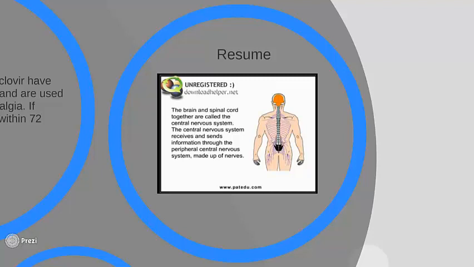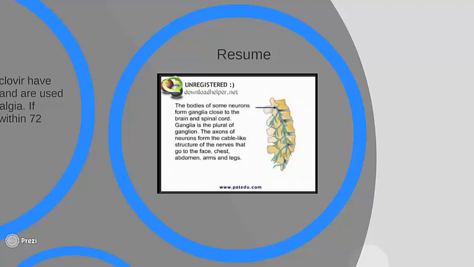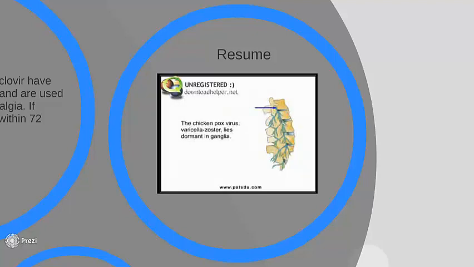The brain and spinal cord together are called the central nervous system. The central nervous system receives and sends information through the peripheral nervous system, made up of nerves. The bodies of some neurons form ganglia close to the brain and spinal cord. Ganglia is the plural of ganglion. The axons of neurons form the cable-like structure of the nerves that go to the face, chest, abdomen, arms, and legs. The chickenpox virus, varicella zoster, lies dormant in ganglia.